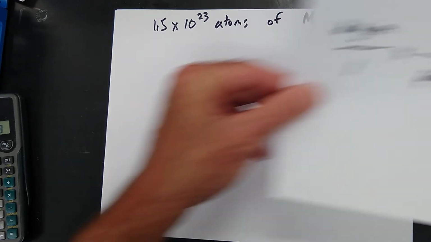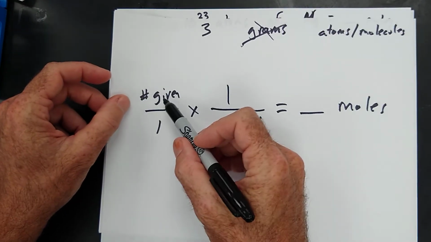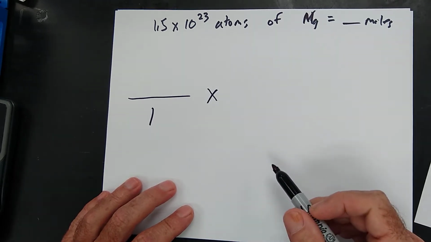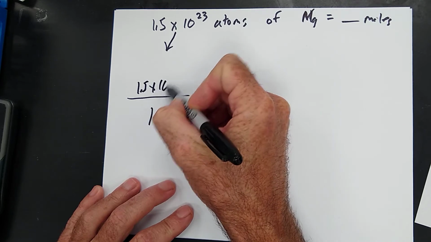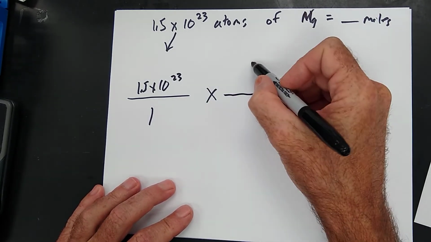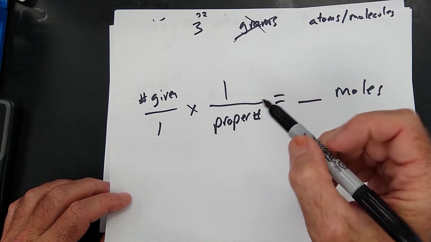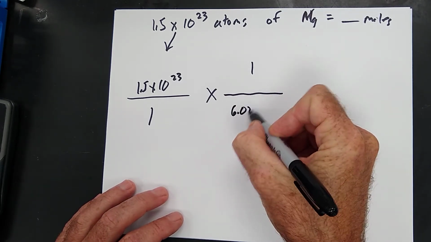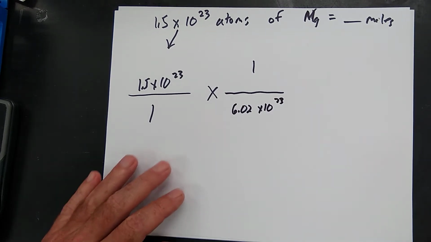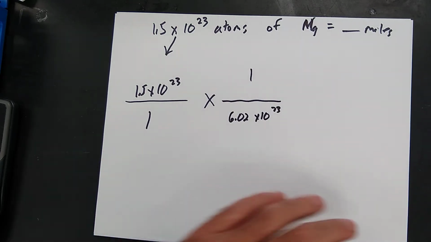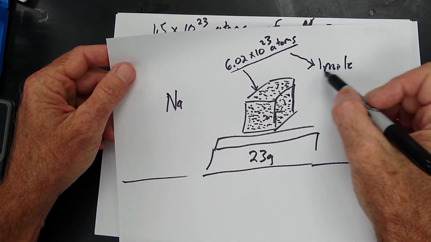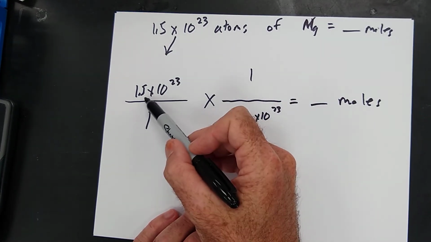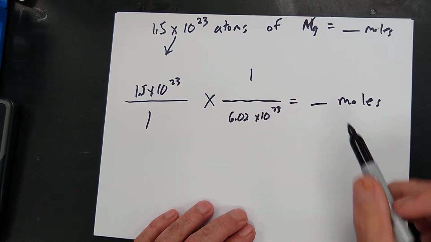Now we're going to go back to this very original problem. The number we're given times 1 over the proper number equals the number of moles. So what is the number that we're given here? That's right. We're given 1.5 times 10 to the 23rd atoms. Now, 1 over the proper number. What is the proper number for the number of atoms that is in 1 mole? That number is 6.02 times 10 to the 23rd. I literally just showed you that, right? I was on this picture right here. That's how many atoms are in 1 mole. So, we can figure out how many moles we have by counting the atoms. We're going to have 1.5 times 10 to the 23rd out of 6.02 times 10 to the 23rd. That'll tell us how many moles we have.